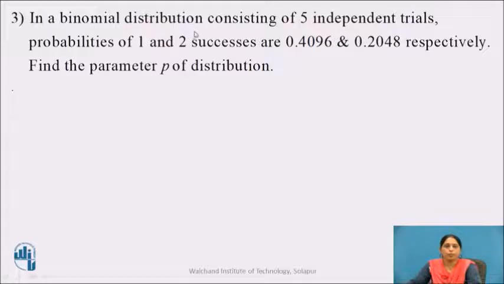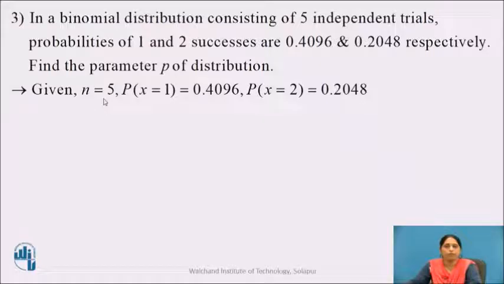In a binomial distribution consisting of 5 independent trials, probabilities of 1 and 2 successes are 0.4096 and 0.2048 respectively. Find the parameter small p of the distribution. Given that 5 independent trials are there, n is equal to 5. The probability of x equals 1 is 0.4096 and probability of x equals 2 is given as 0.2048.